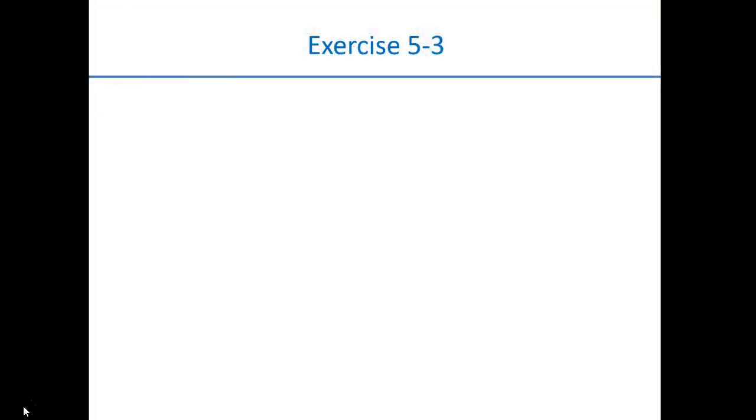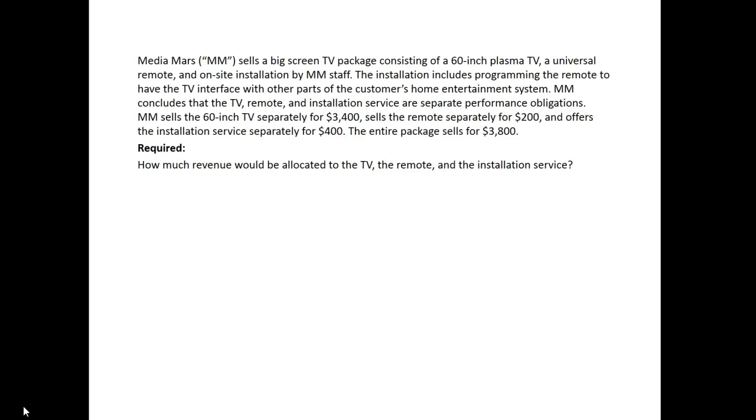Let's look at an exercise. Media Mars has a big screen TV package consisting of a 60-inch plasma TV, a universal remote, and an on-site installation by staff. The installation includes programming the remote to have the TV interface with other parts of the customer's home entertainment system. Media Mars concludes that the TV, the remote, and the installation service are separate performance obligations.